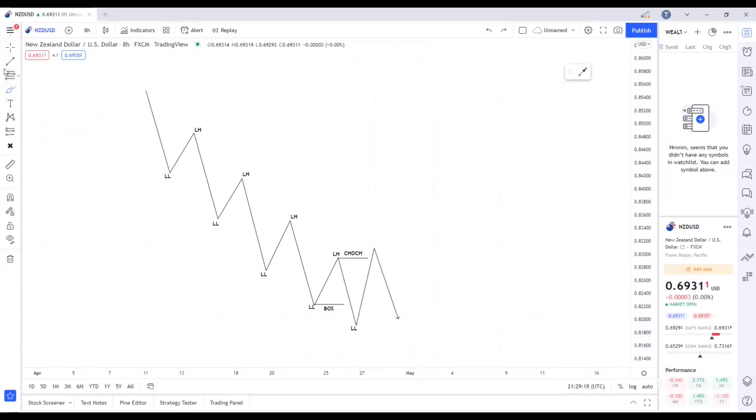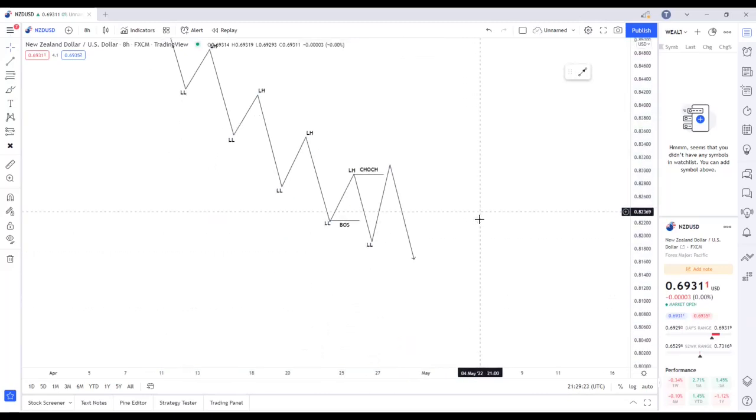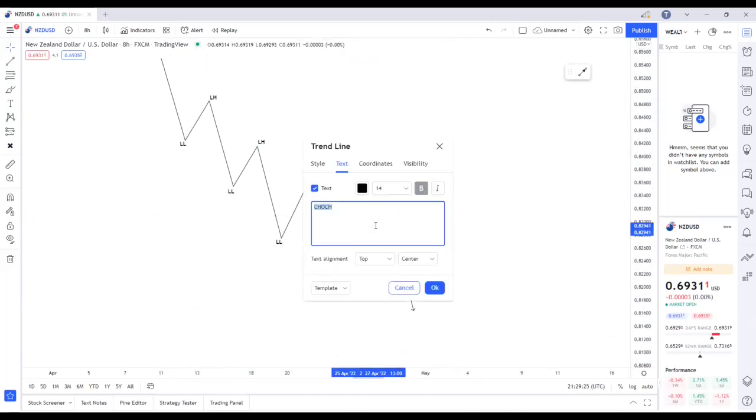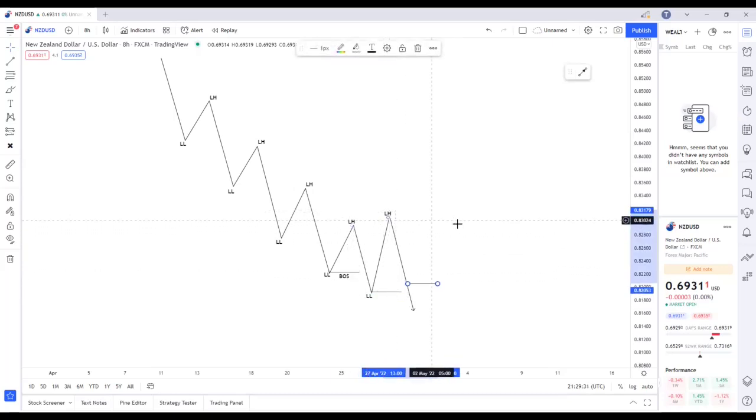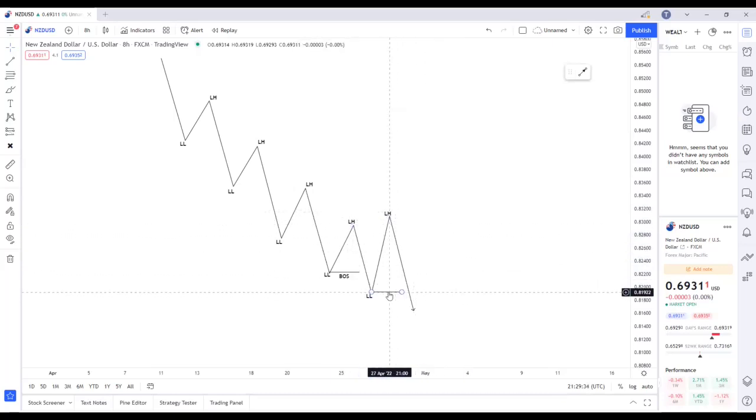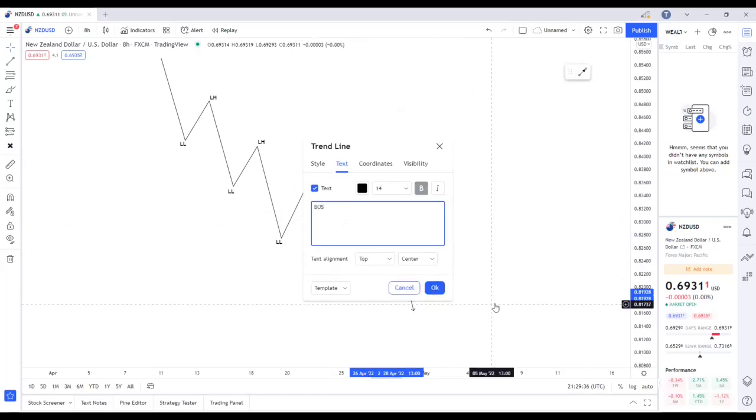So once the market breaks that level, what does this mean? This means that this level here is going to continue with the selling pressure. So this guy is no longer valid anymore. Understand? This guy can be our acting lower high now. We're going to have a BOS here.